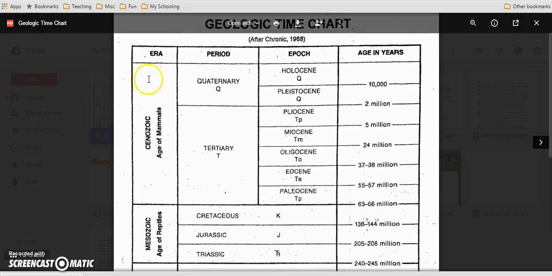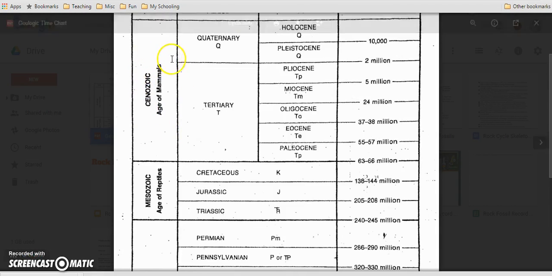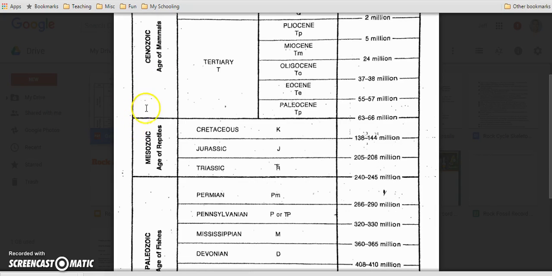And then, what are the major eras? Okay. The Cenozoic is the age of the mammals. This is the one we're currently living in. Prior to this Cenozoic era was the Mesozoic, where the dinosaurs and other reptiles were dominant. You know, you think of Jurassic Park, right? That was a period within the era known as the Mesozoic era.